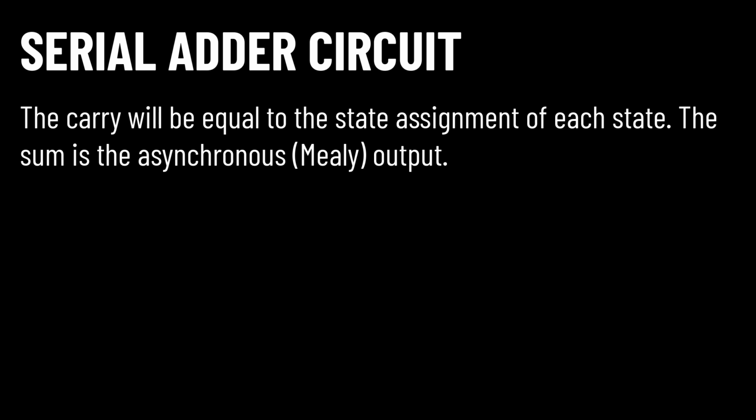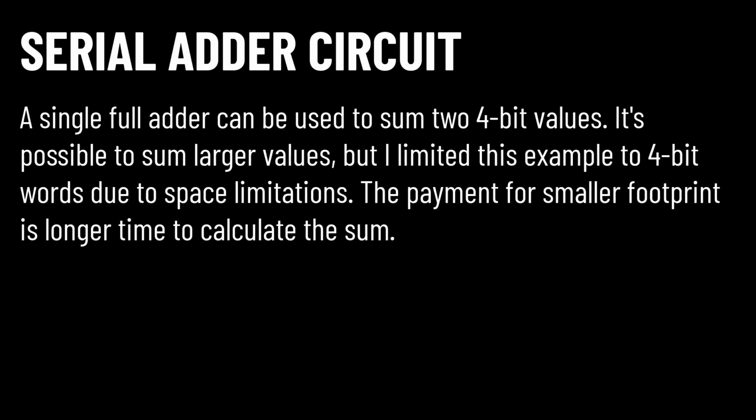The finite state machine comes into play as the state assignment is equal to the carryout value. The asynchronous output is equal to the sum, which uses a 3-bit XOR to find the sum of the two values stored in the register added to the carryout from the previous addition step. In this manner, a single full adder can be used to add 4-bit values together.